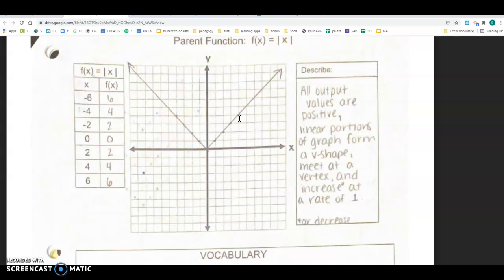So we're on page 3. In this case, all the output values are positive because absolute value makes every output positive no matter what you input in there. Linear portions of the graph form a V shape. We already talked about this. They meet at the vertex and then increase or decrease, depending on how you're looking at it, at a rate of 1.